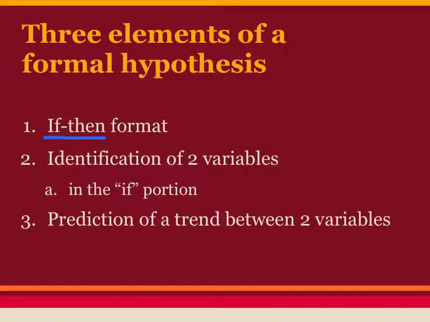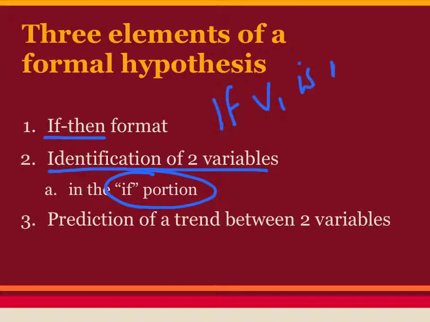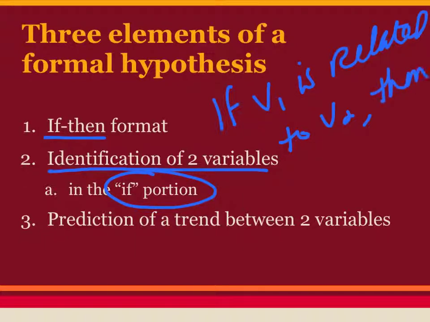The second element is that you will identify two variables, and that you'll identify them in the if portion of your hypothesis. So you're going to say that there is a relationship: if variable 1 is related to variable 2, comma. Easy, right? If variable 1 is related to variable 2, then, so that means you've got your if-then, you're going to create a prediction.